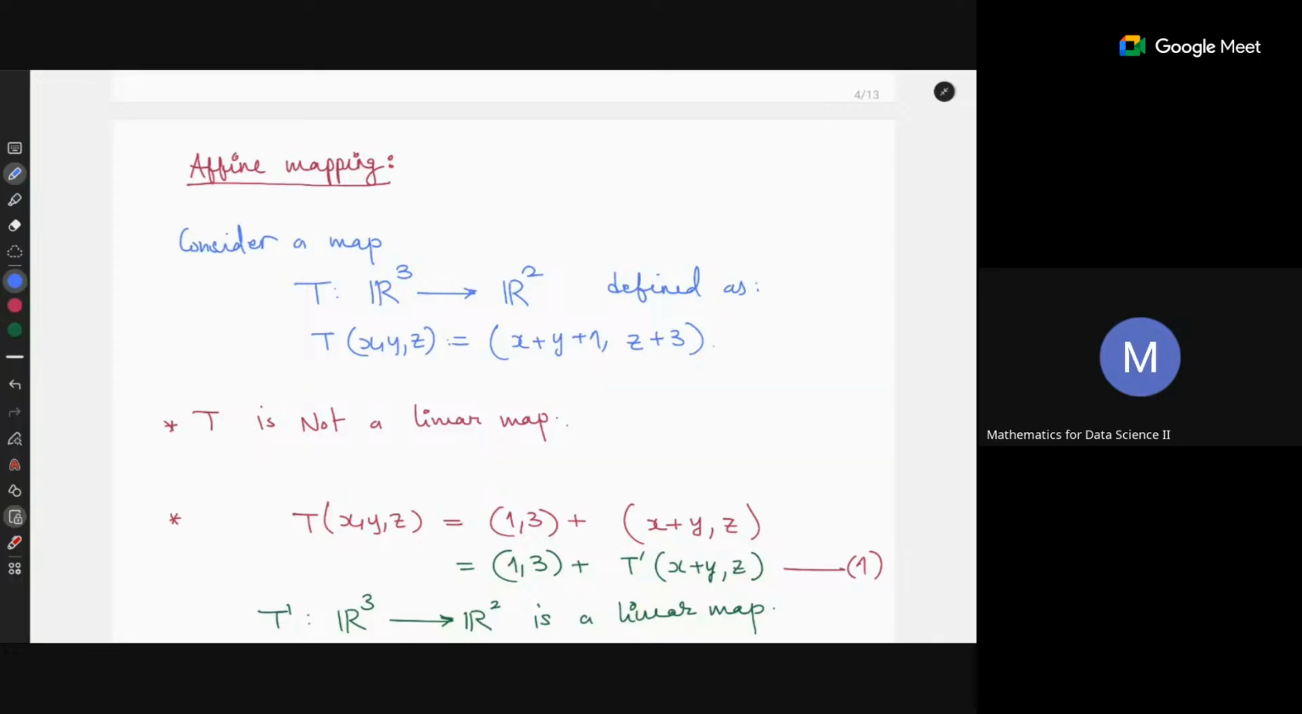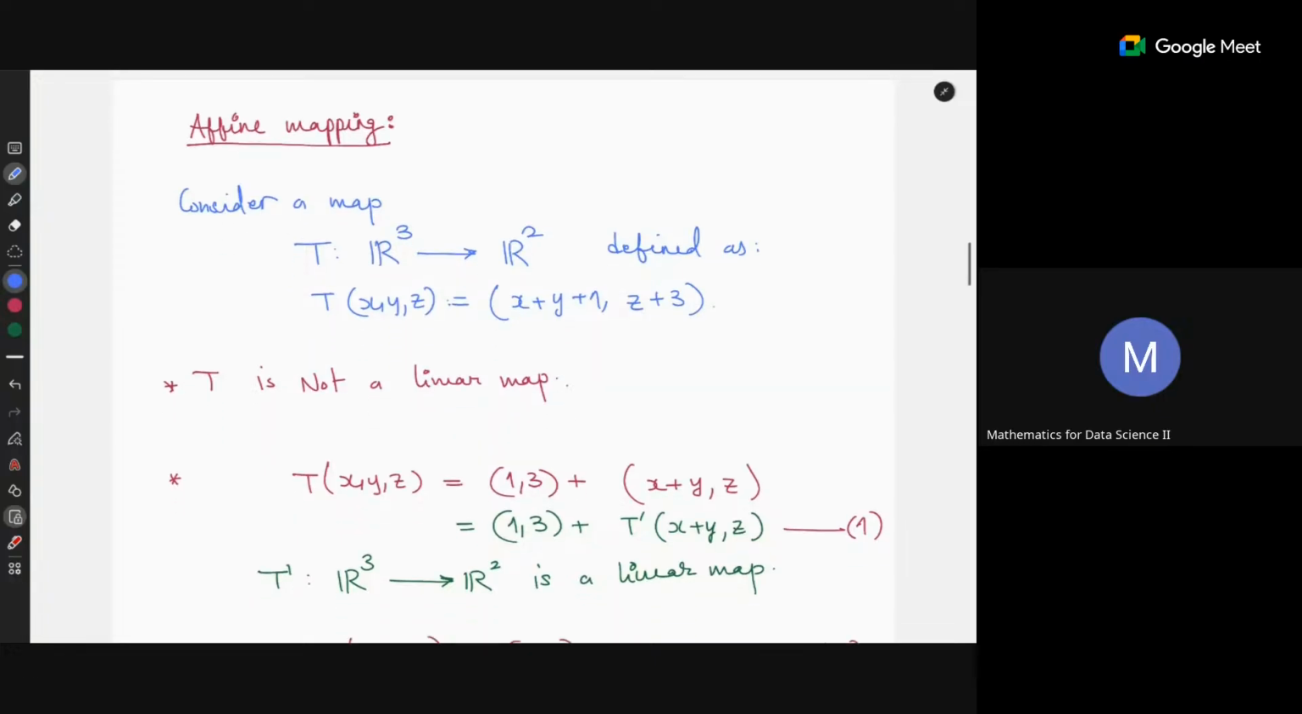easier. So consider this map. Okay. So this map is from R3 to R2, which is defined as (x, y, z) maps to (x plus y plus 1, z plus 3). Now, clearly, this is not a linear transformation. This is not a linear map. Okay. Can anyone tell me why?